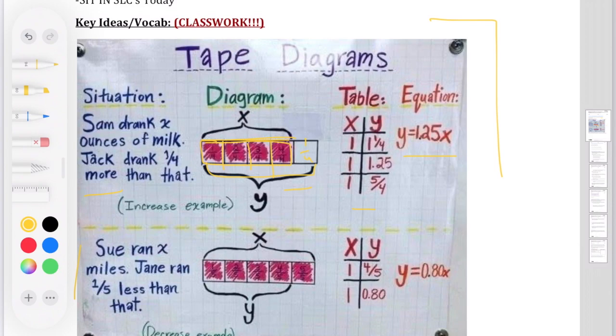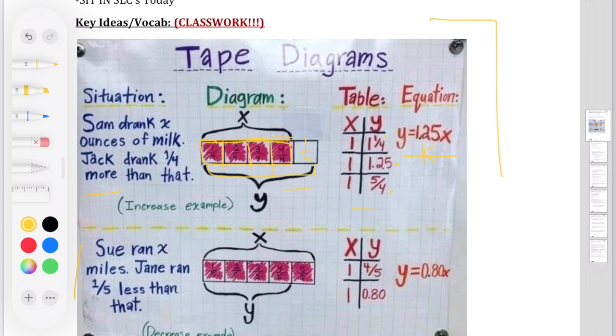You could put that in a table. Here's our mixed number, here's our decimal form, and of course here's our improper fraction. And if our constant of proportionality is 1.25, we'd write that in for our k right there. That was an example of an increase. Now we're going to do a decrease.